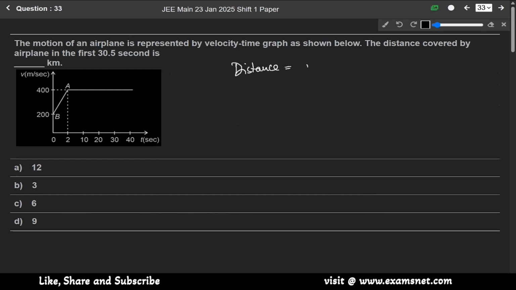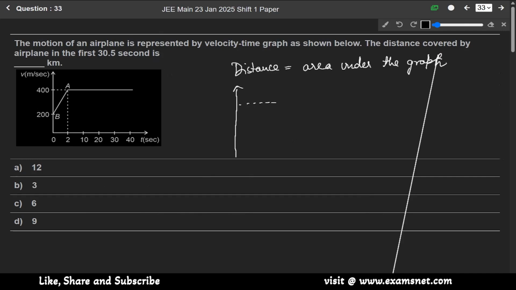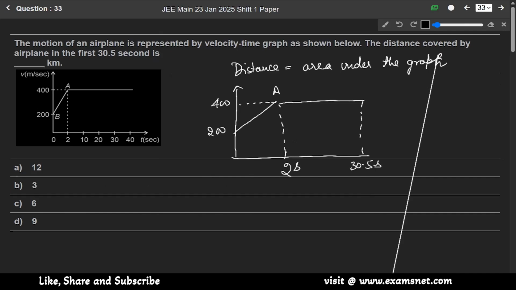Distance covered is equal to the area under the graph. Let us understand it as it is given here. This is 400, this is 200, this is point A. This is 2 and this is 30.5 seconds. This is 2 seconds. And this is 200. So the area under the graph is equal to the total distance covered by the airplane.